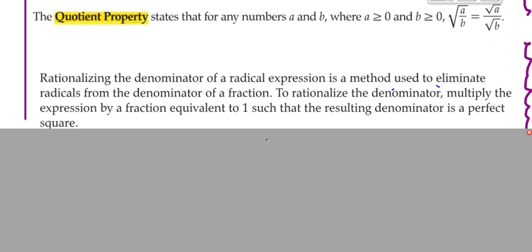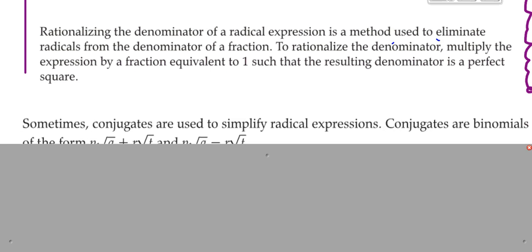Then rationalizing the denominator of a radical expression is a method to use to eliminate radicals from the denominator of the fraction, and that has to be done in order to have it in simple radical form. To rationalize the denominator, multiply the expression by a fraction equivalent to 1 such that the resulting denominator is a perfect square, and we'll talk about that as we go.